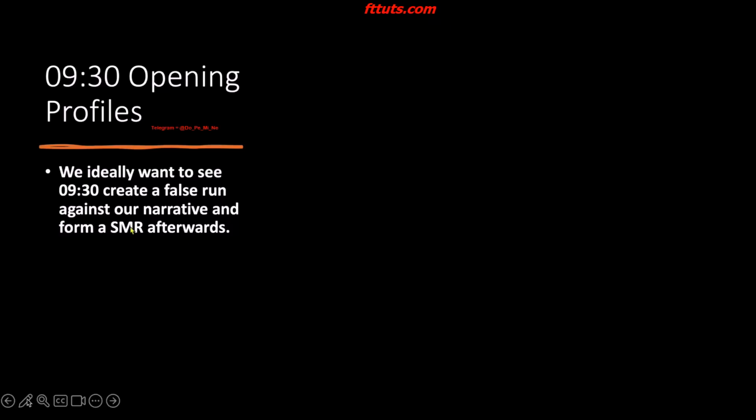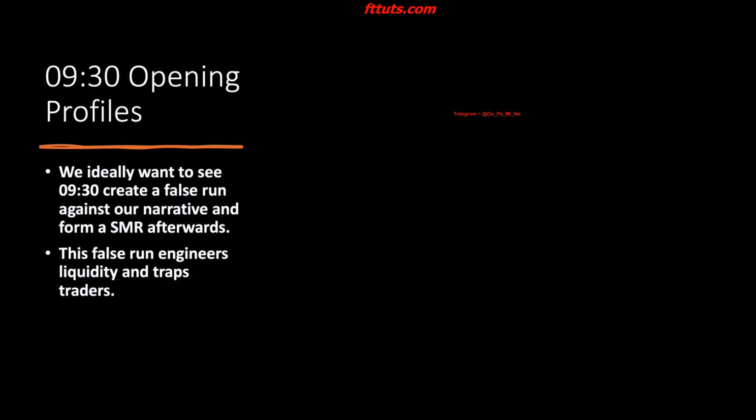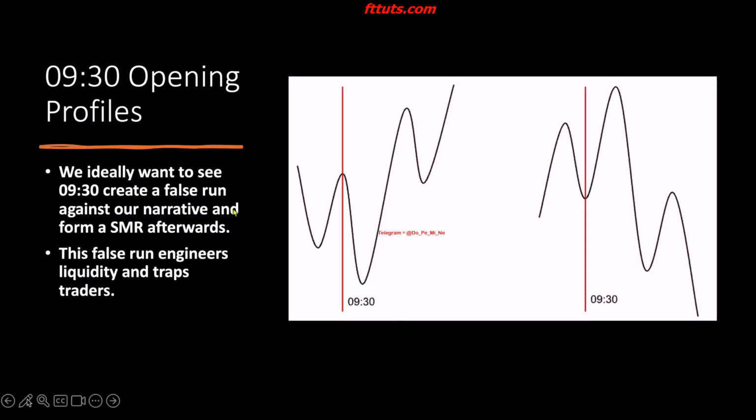We ideally want to see 9:30 create a false run against our narrative, against our analysis on where the market is likely to draw towards, and form a smart money reversal afterwards. This false run engineers liquidity and traps traders that fell for that manipulation. So this is what it looks like.